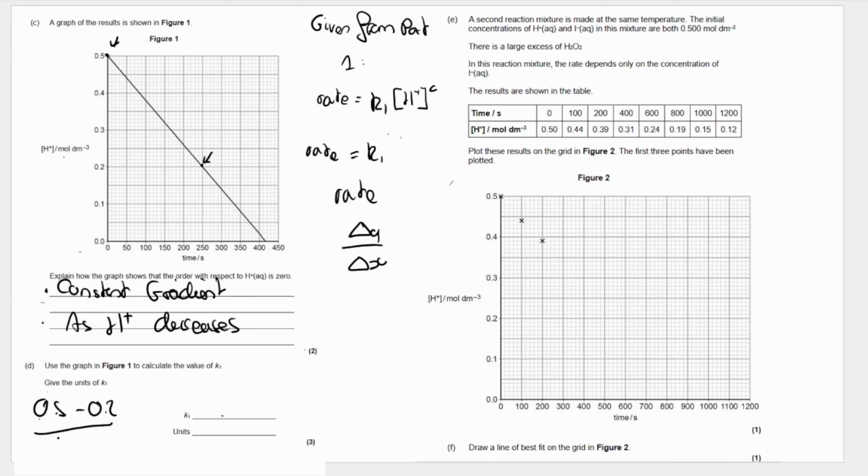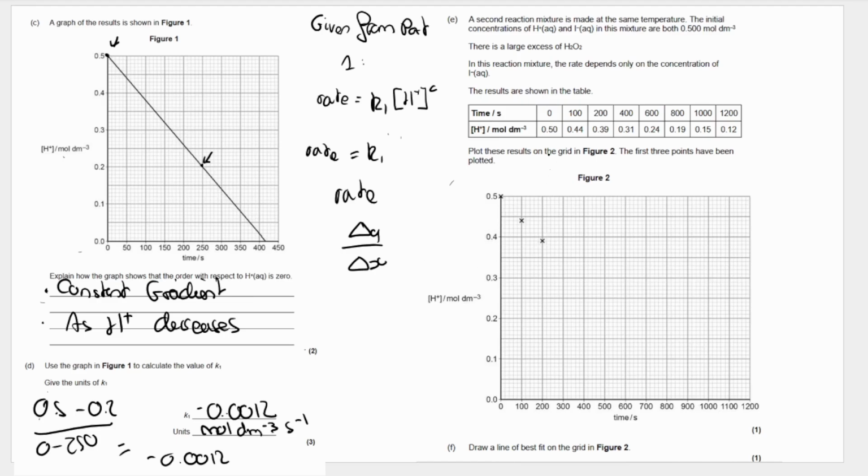So we'll do this over 0 minus 250, and that should give us minus 0.0012. And what are our units? Well, all we've simply done is mole per decimeter cubed over seconds. So that will be our units there. In part E, they've given us some data and they simply want us to plot this line and then potentially comment on the line of best fit.